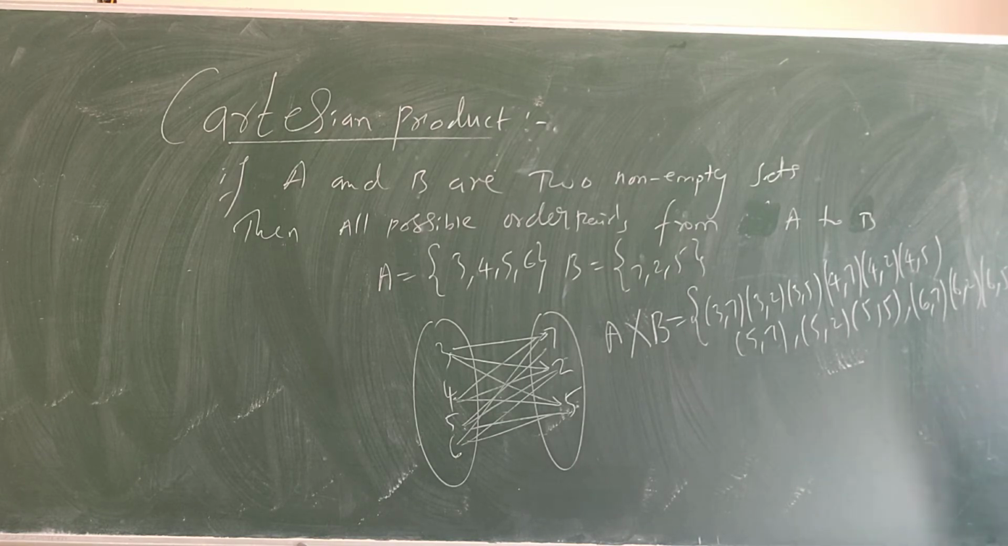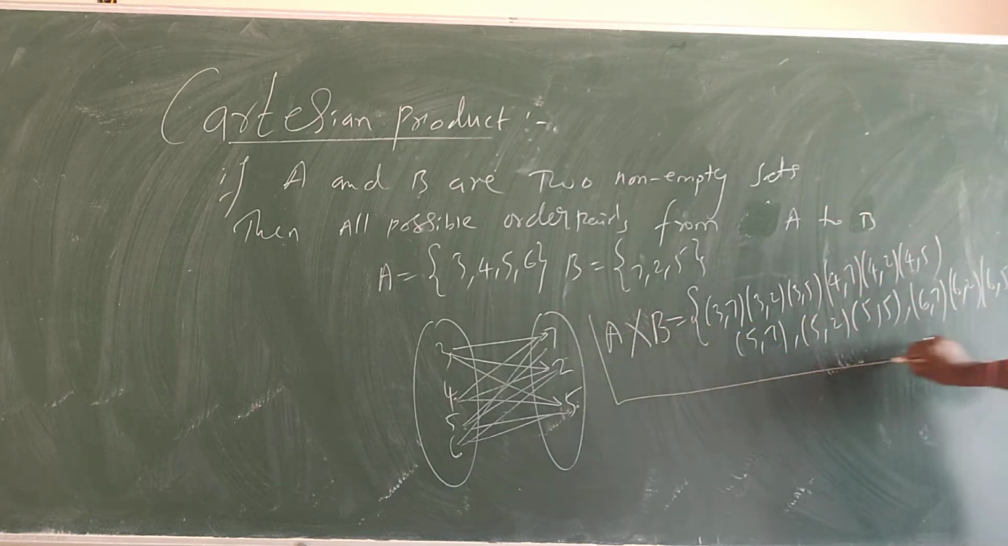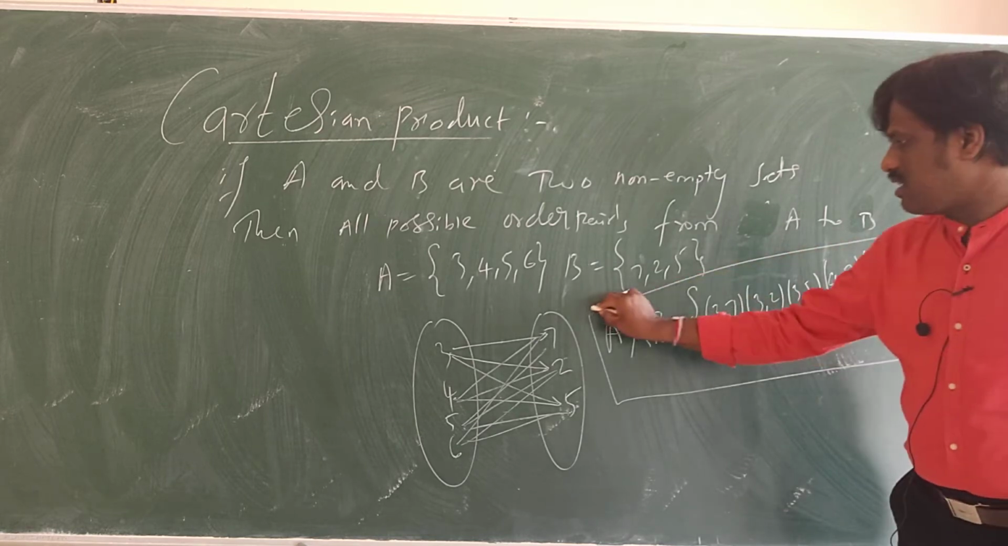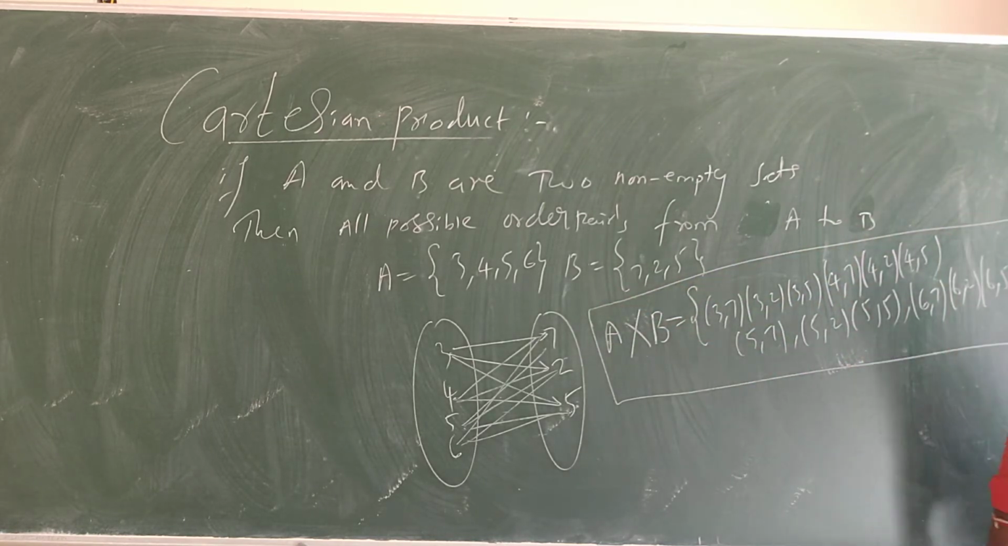You will not get more than this. So these are all the possible ordered pairs. This is called A cross B, and we call this the Cartesian product. Okay, is it okay? Understood?